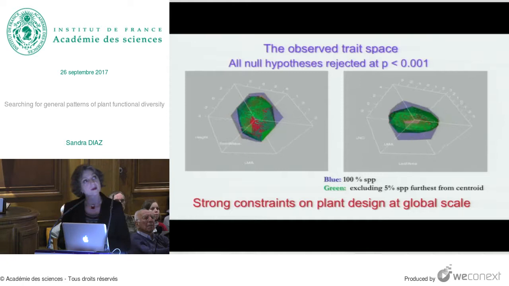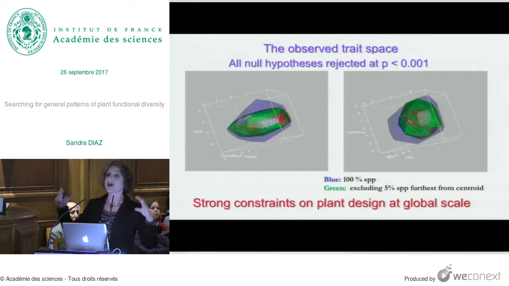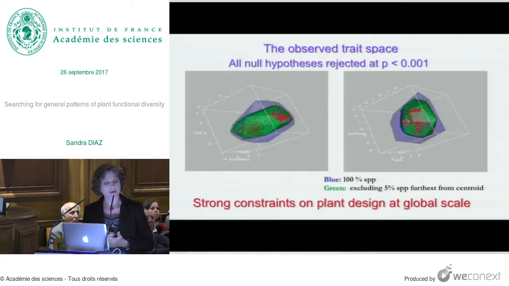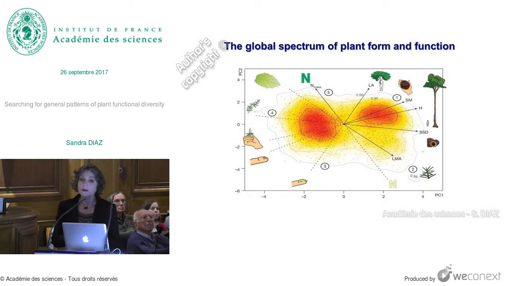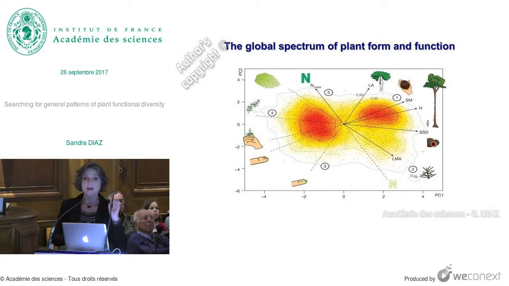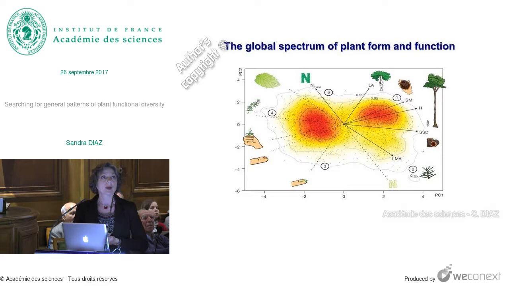Now, this is just the shape of the outer shell of the volume. We also wanted to know how different species are distributed within that volume. And for doing that, we did something extremely simple. We ran a principal component analysis of all those species for which we had empirically measured trait values for all the 6 traits. And we found that about 75% of the total multidimensional variation was actually captured by just one single plane. This plane, which we call the global spectrum of plant form and function.